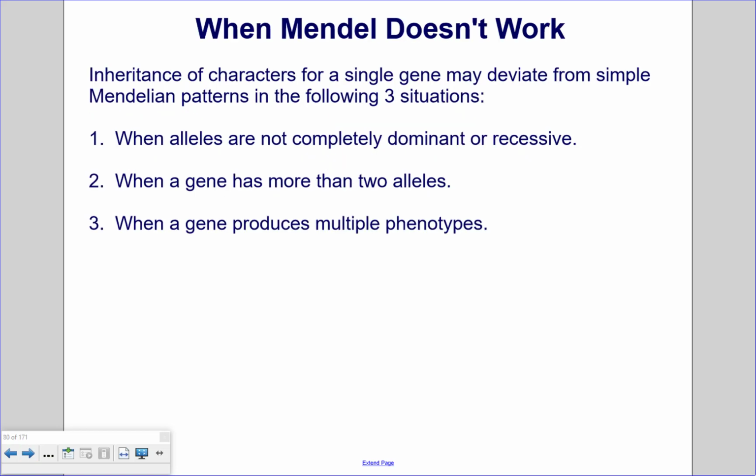When Mendel doesn't work. Inheritance of characters or traits for a single gene may deviate from simple Mendelian patterns in the following three situations. 1. When alleles are not completely dominant or recessive. 2. When a gene has more than two alleles. And 3. When a gene produces multiple phenotypes. We should also add that the environment could play a role in how characters develop in the life of an individual.